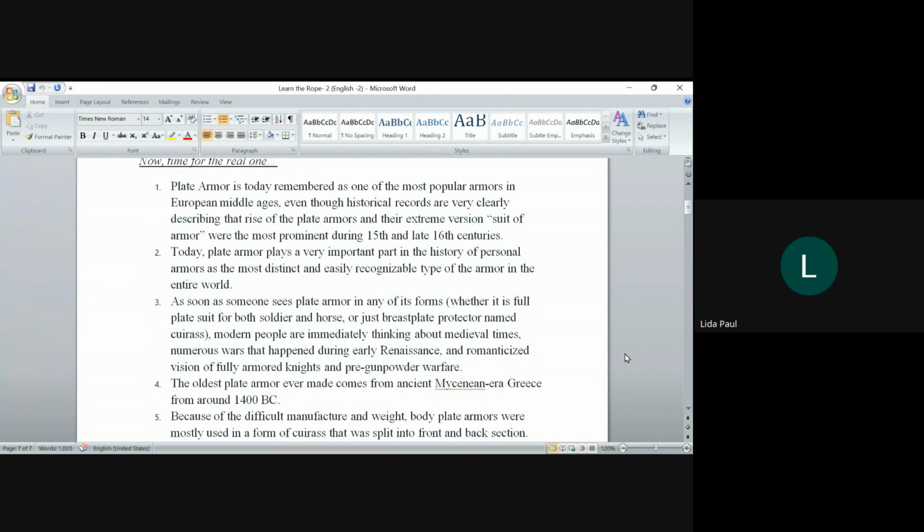Next one. Armor were the most prominent during 15th and late 16th centuries. Again, what would be your adverb here? Most. Most is the adverb because it's modifying the adjective prominent. Okay. All right. The second sentence now. Today, plate armor plays a very important part in the history of personal armors as the most distinct and easily recognizable type of the armor in the entire world.